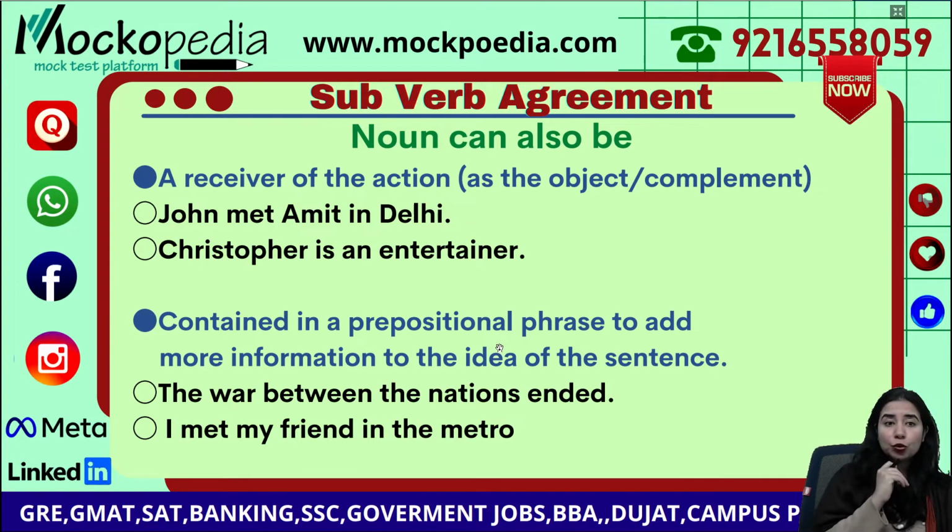So now let's come to the part where a noun can also be a part of the prepositional phrase. Let's see how. Consider this example: The war between the nations ended. If you see, between the nations is basically a prepositional phrase. Now when we talk about between the nations, nations remains the noun. So a noun can also be a part of the prepositional phrase.